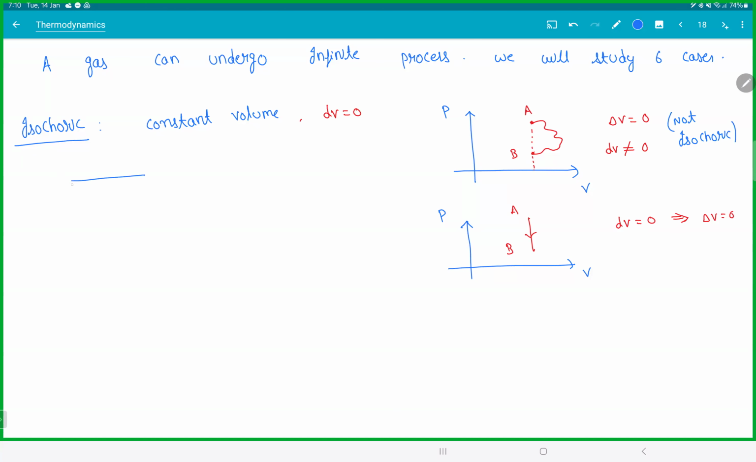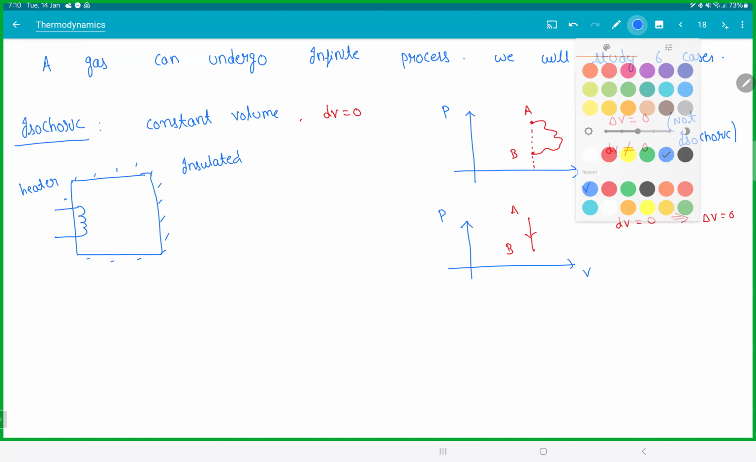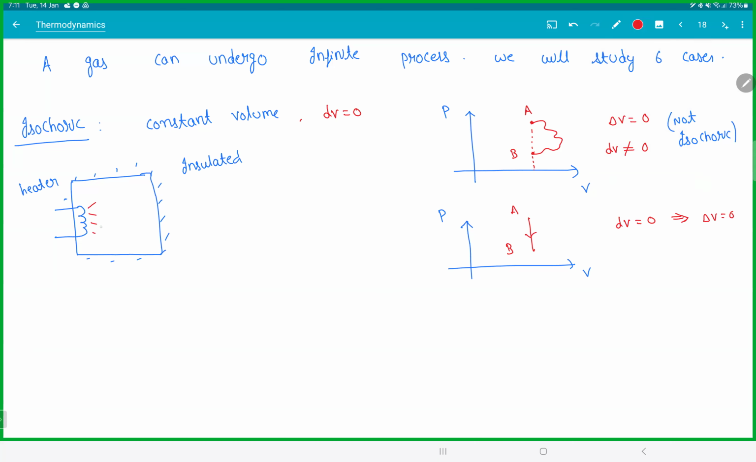So how do you get this kind of process? Pretty simple. Take a vessel, take a closed vessel. Don't let it expand. So we have a heater. Put it in an insulated vessel. So the heater gives out heat. And in this process, let the temperature rise by dT. Now, the game is simple. We always want to find dQ, dU, and dW in all the processes.